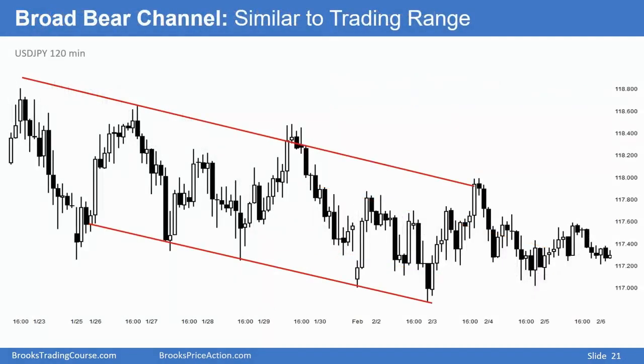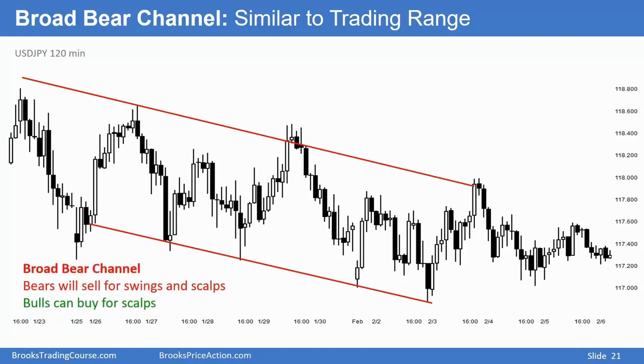Take a look at this chart. It's a 120-minute chart, dollar versus the yen. And what do you think about this chart compared to the last chart? It's a broad bear channel. The pullbacks last many bars, and they retrace much of the prior bear leg. It basically looks like a trading range that sloped slightly down, and a lot of the chart is, in fact, in a trading range. Bulls can buy for scalps.